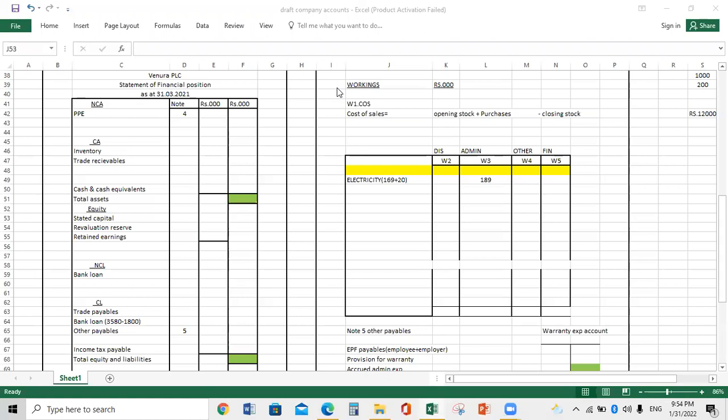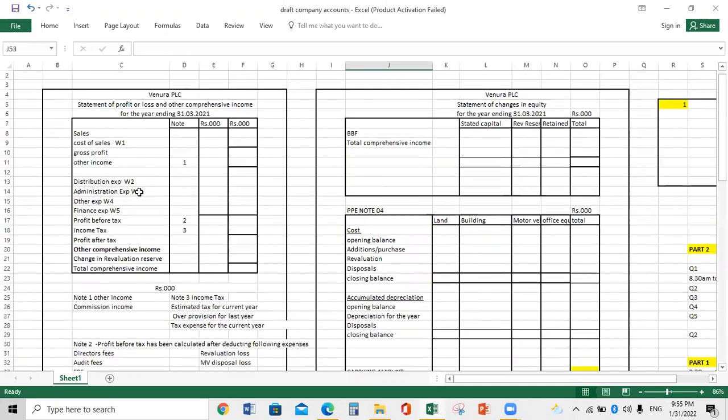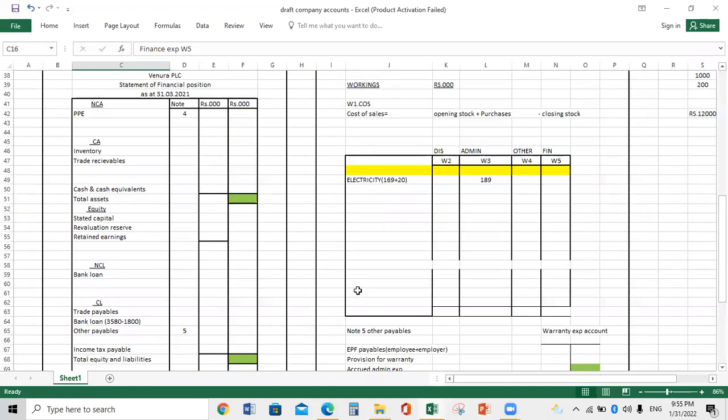Is it compulsory to number the workings? No, it's not compulsory. I just name them working 2, 3, 4, 5. It's not compulsory, guys. You can just put the headings administration, distribution, finance, and other.